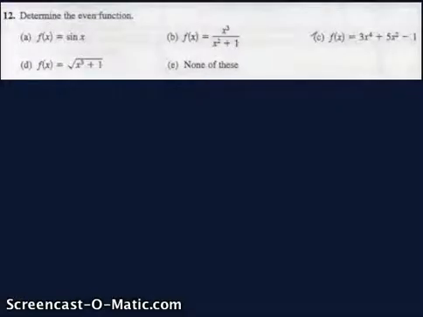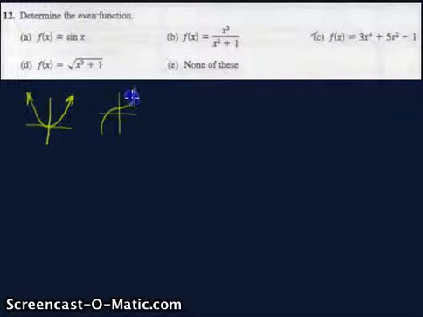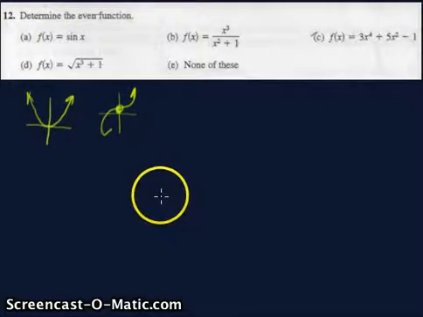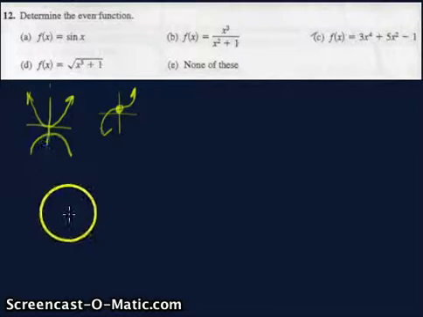12 says which function is an even function? Let's review that for a second. This is an even function. This is an odd function. Well, actually, that should be on the origin, okay? Now remember, on an even function, you could have it flipped, you could have it moved up or down. Still, the line of symmetry is the y-axis.